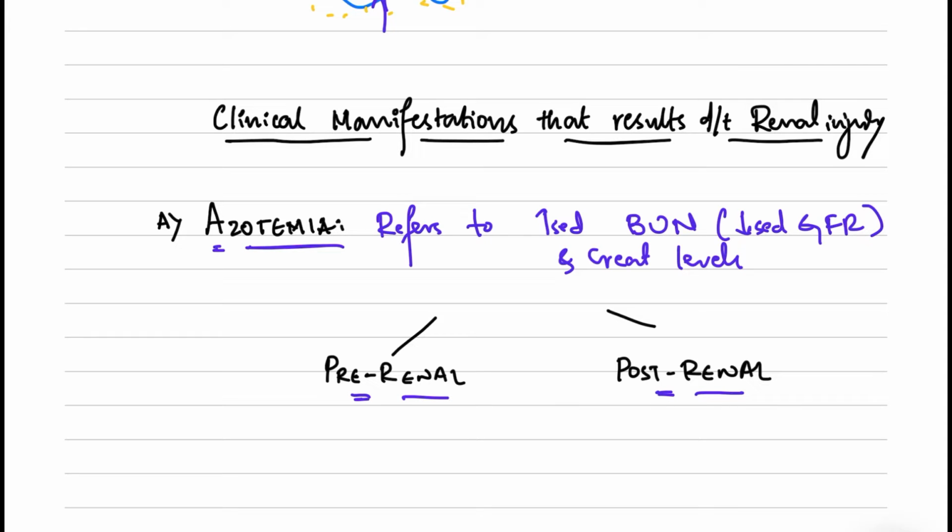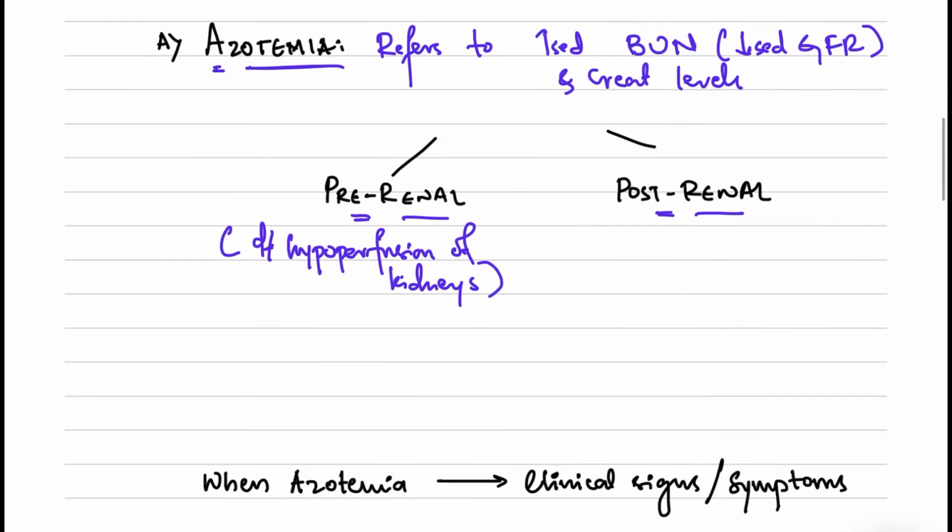So the causes can be either pre-renal or post-renal. What do you mean by pre-renal? We'll call it pre-renal when it is majorly due to hypoperfusion of the kidneys. And we'll call it post-renal when it is due to obstruction to the urinary flow.